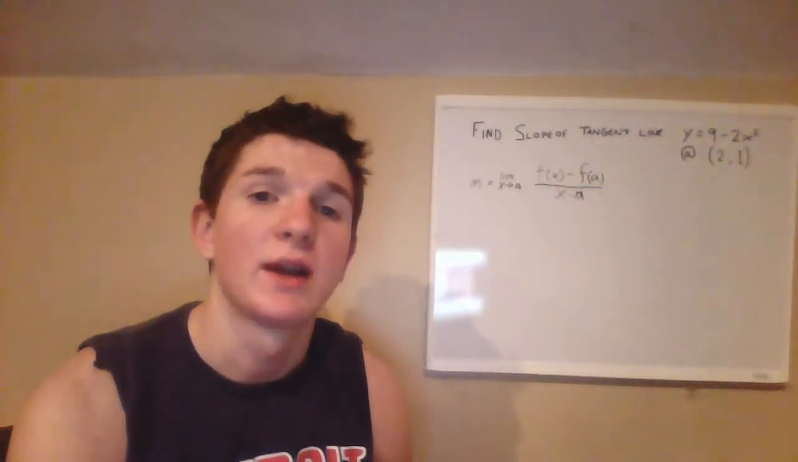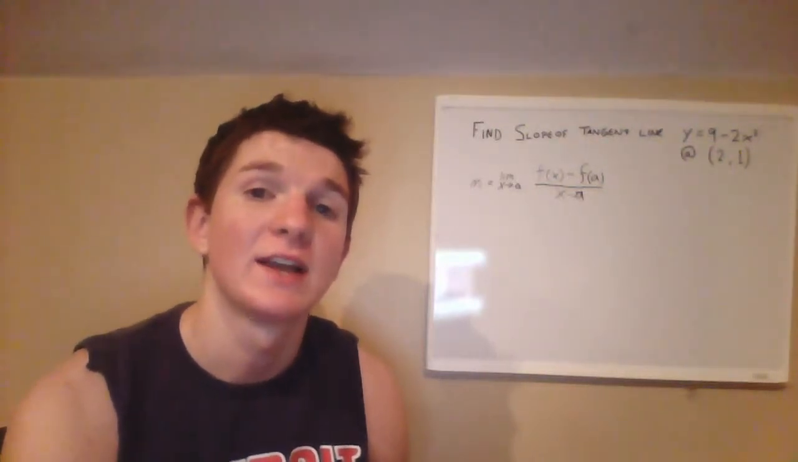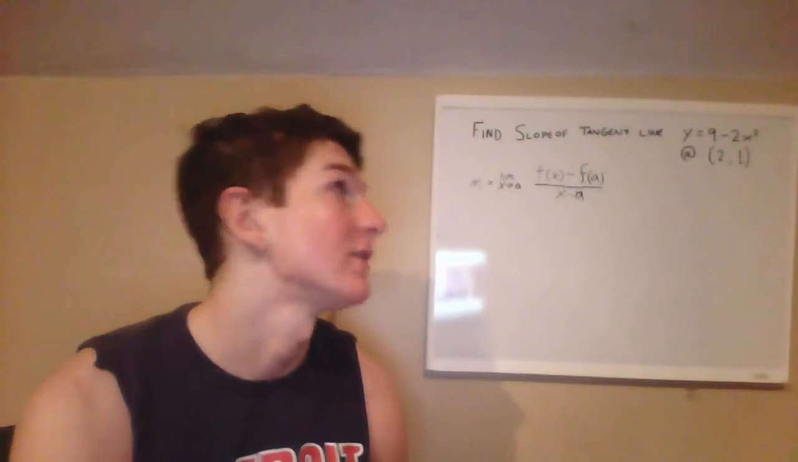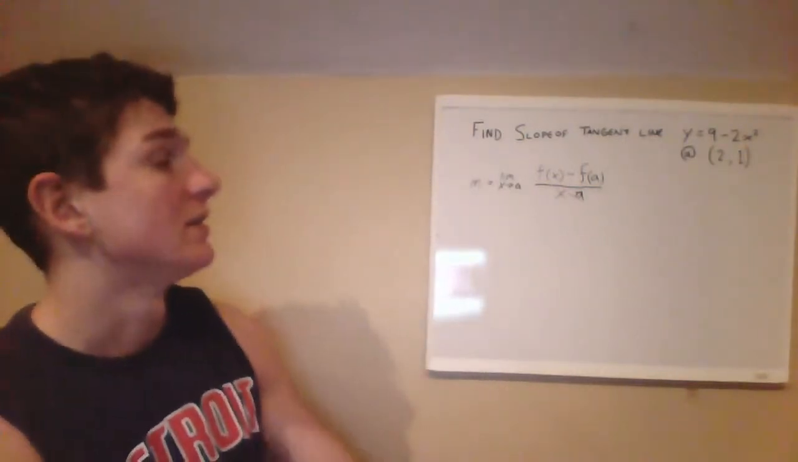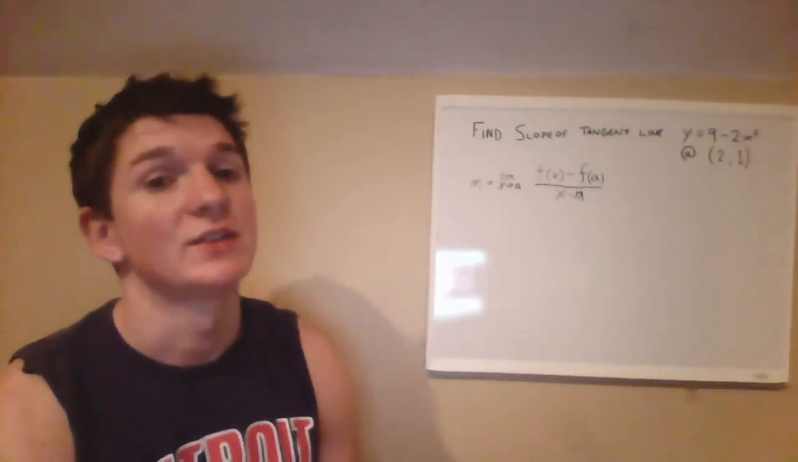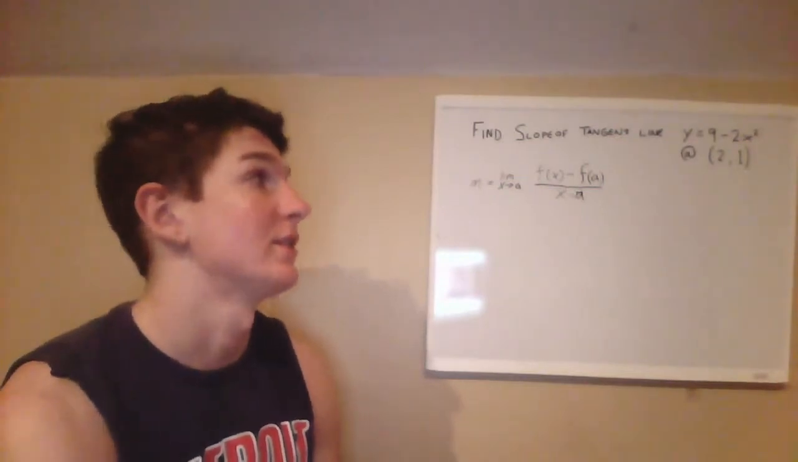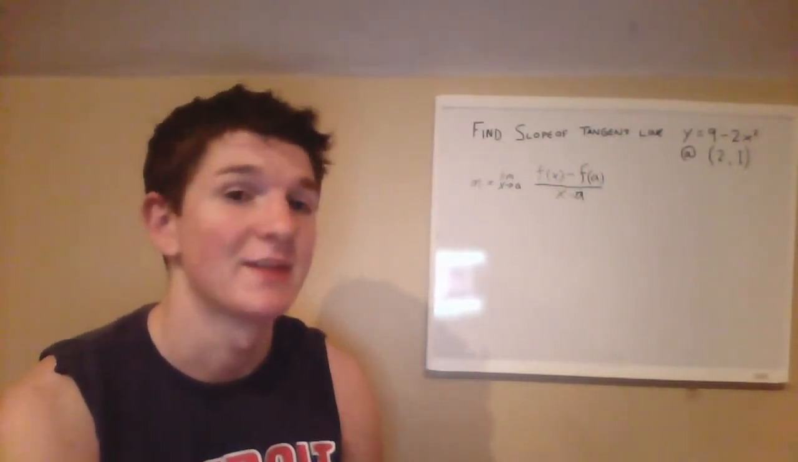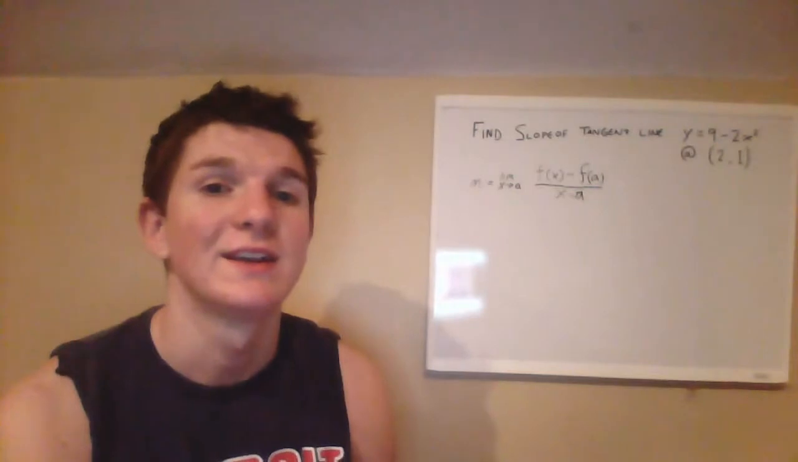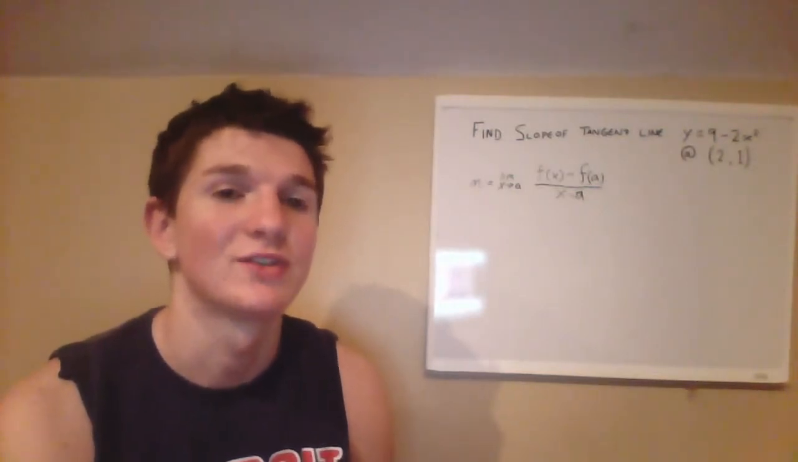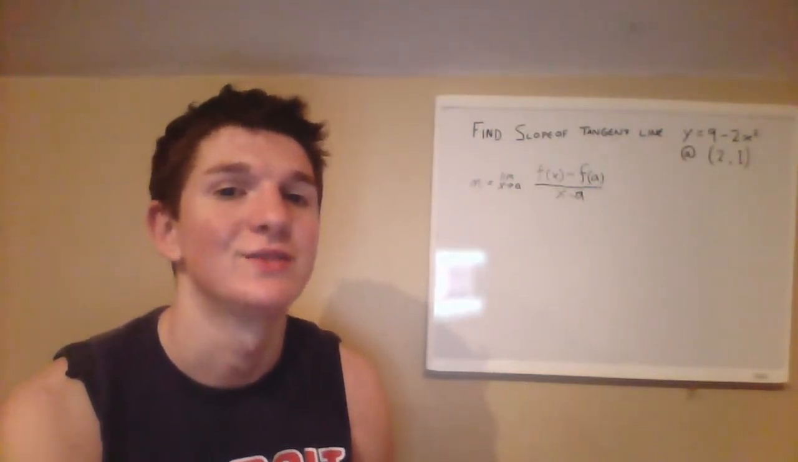I'm going to be showing you how to find the slope of a tangent line on a curve. As you can see on the board, the equation for the curve is y equals 9 minus 2x squared, and it's at the point (2, 1). To do this, we're going to have to solve it in 2 steps.